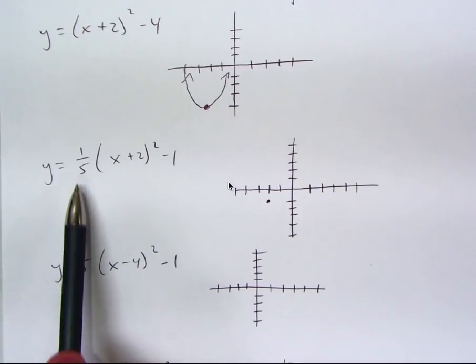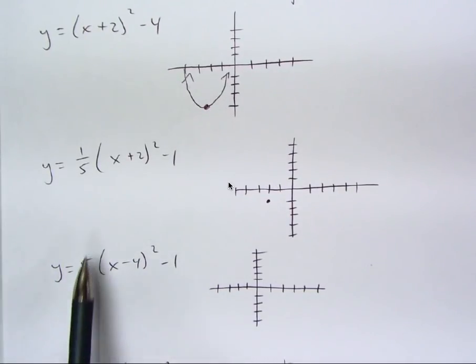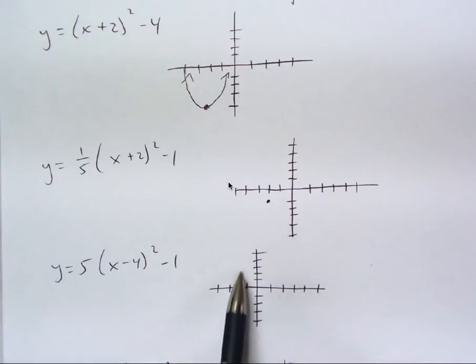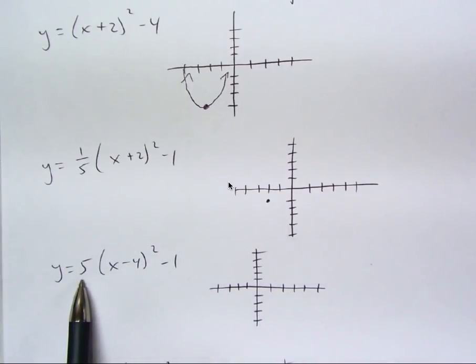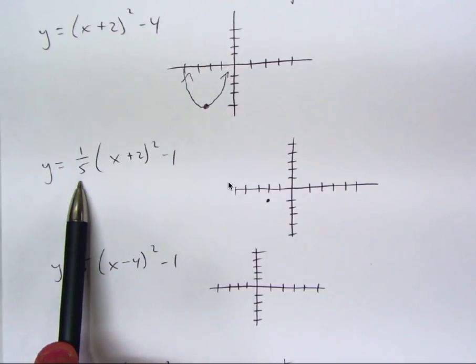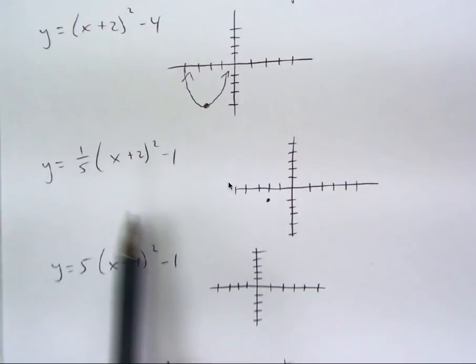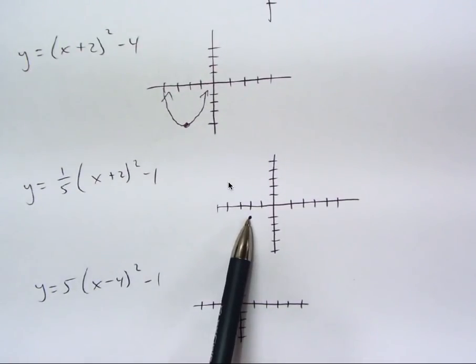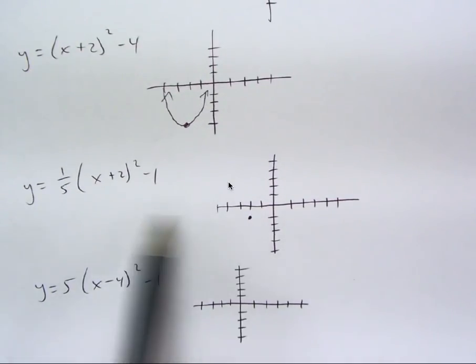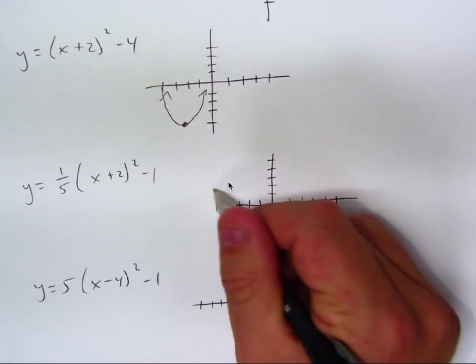Notice this is a 1/5 and this is a 5. Now, if it's a 5, or basically bigger than 1, that's going to make it really skinny. The reason is that you're multiplying your values by 5, so it makes your y values get bigger quicker. But if you have an a value of 1/5, now you're not multiplying by as much, and so it makes it wider. So for this one, I know that it's going to be a vertex of -2, -1, and it's going to be a wide parabola.